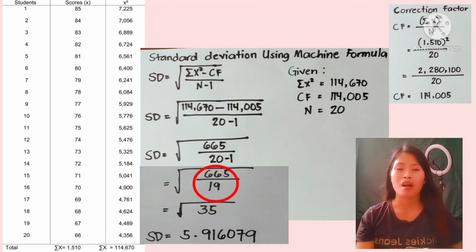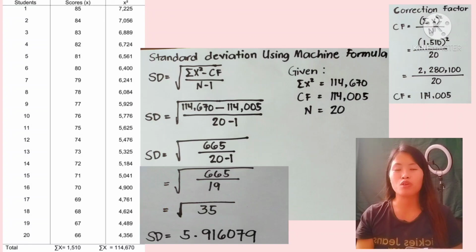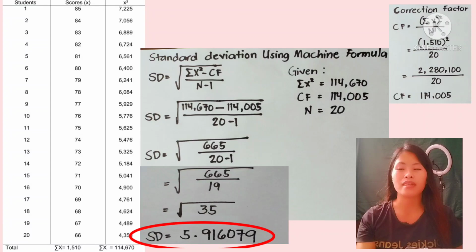665 divided by 19 is equal to 35. So we now have the square root of 35. To get the standard deviation, we need to take the square root of 35. The square root of 35 is 5.916079. So that's our standard deviation.